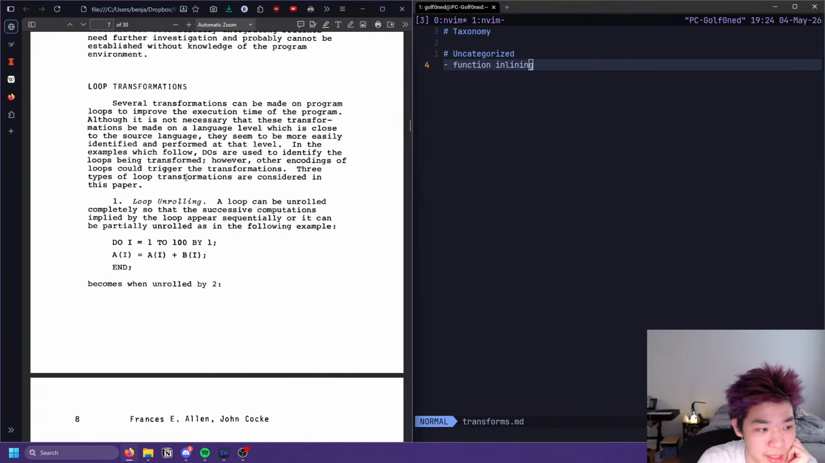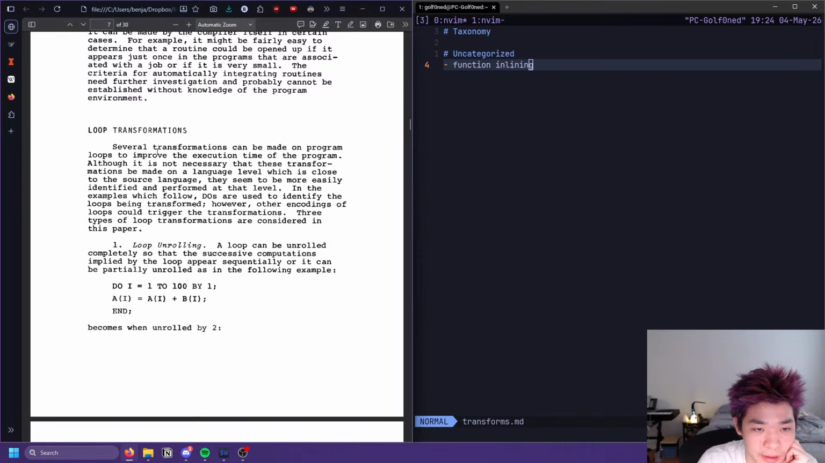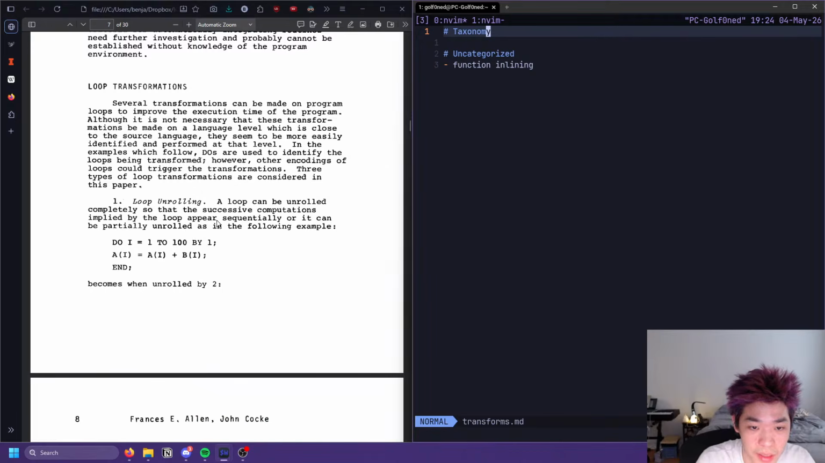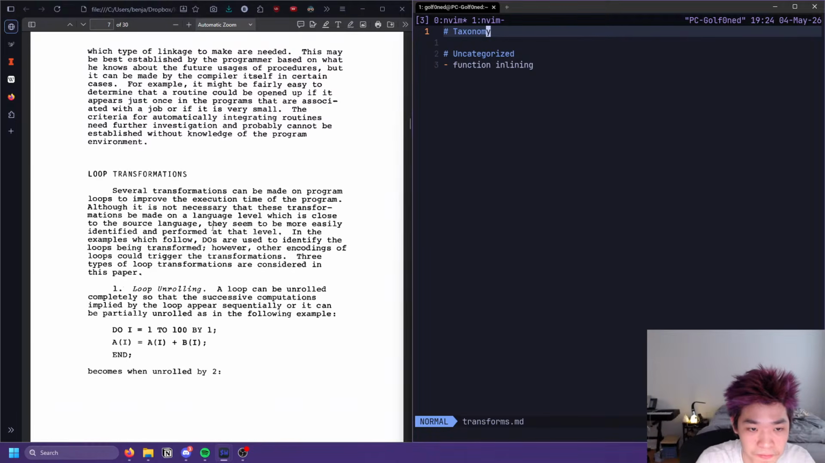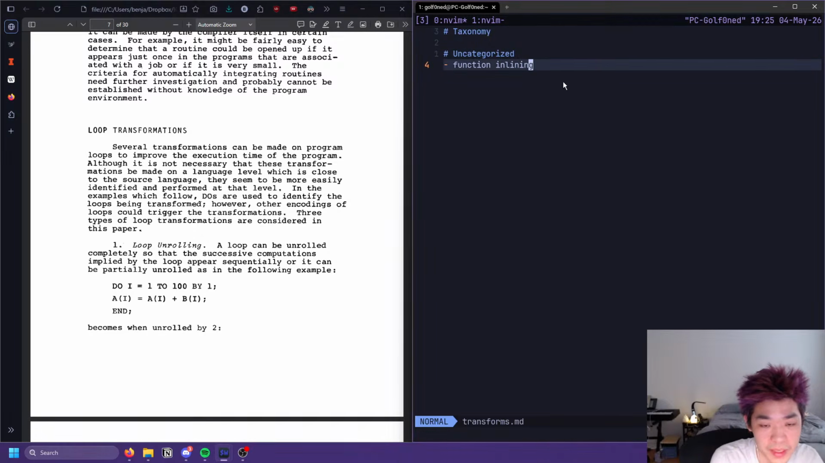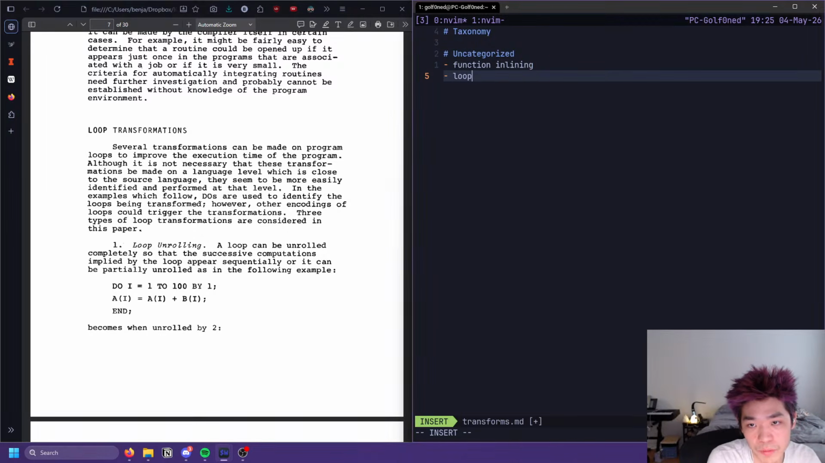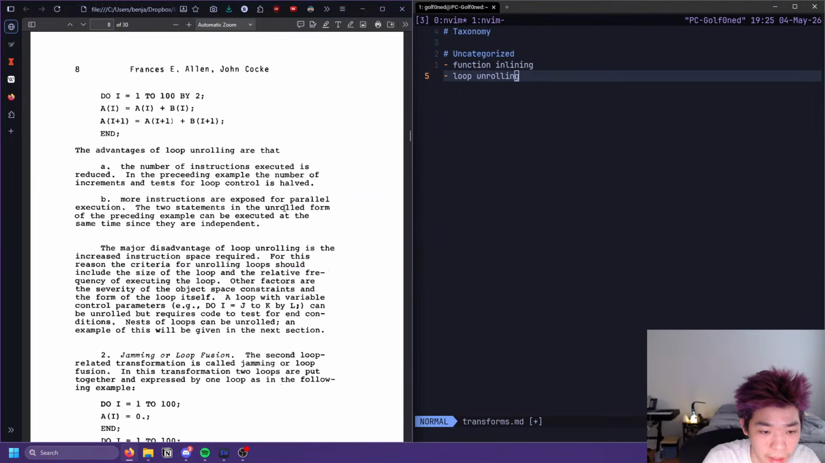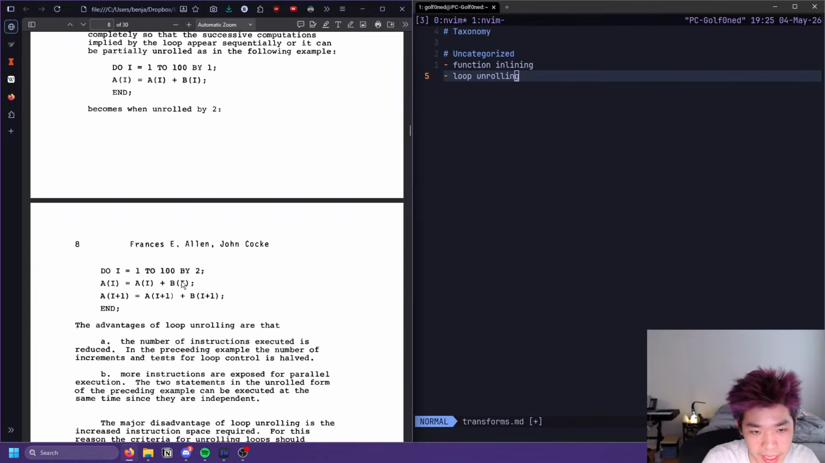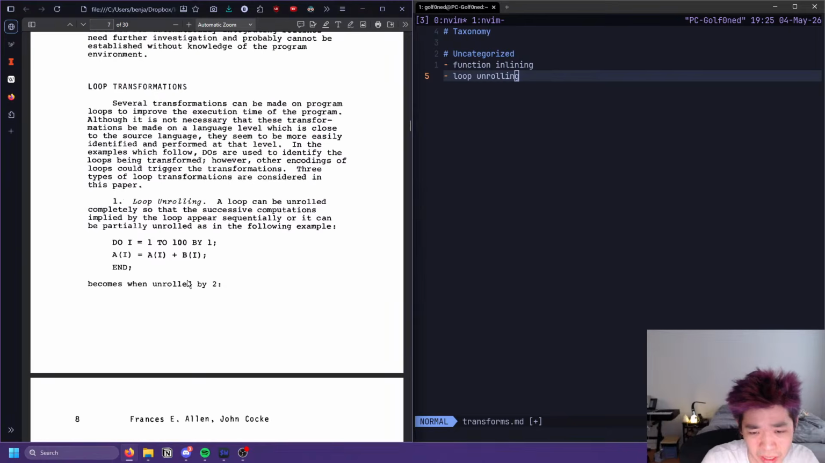So there's a lot of loop transformations that exist, and we can do a lot of different things with them. We could probably make a loop group somewhere. So, let's start with loop unrolling. I know loop peeling also exists, which is like less unrolling. So we'll add that to the list as well.